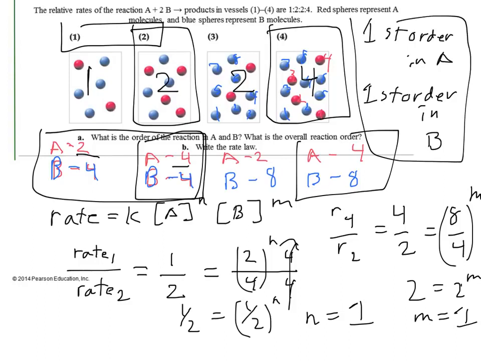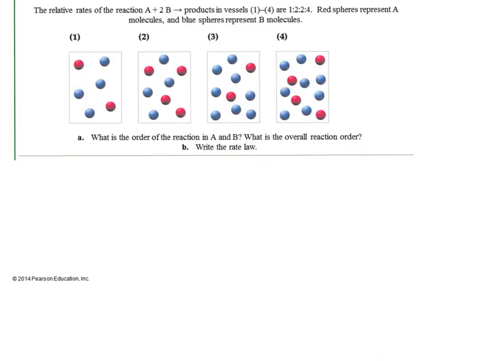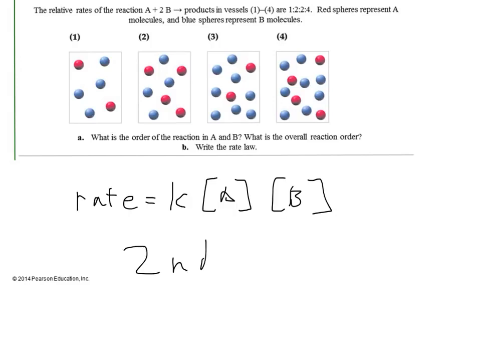So if we were to write our overall rate law, we would say that our overall rate law is rate equals a constant times the concentration of A times the concentration of B, and that we're second order reaction overall.